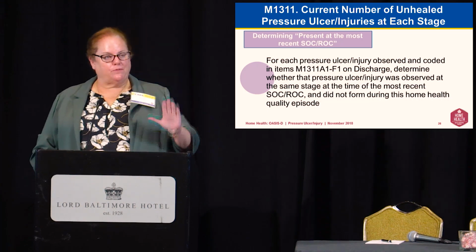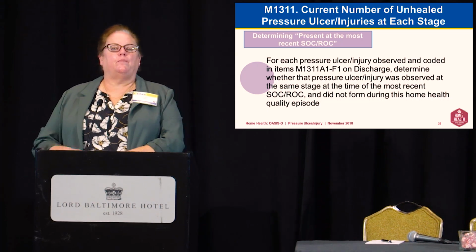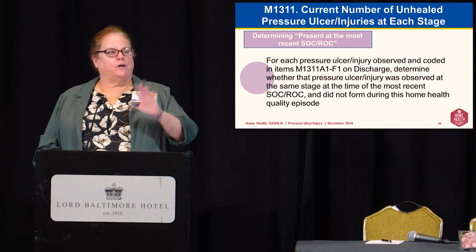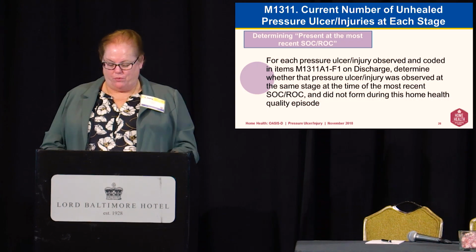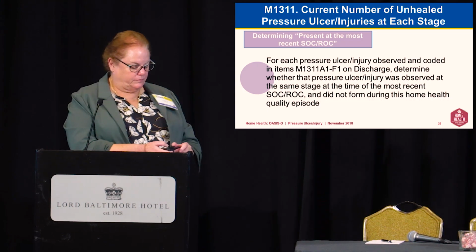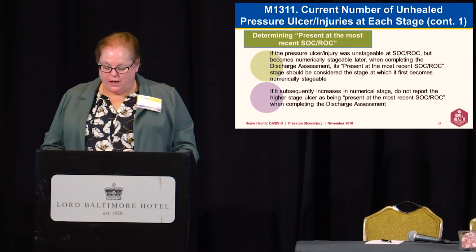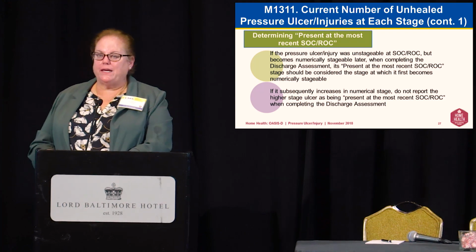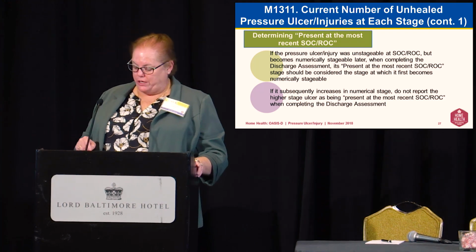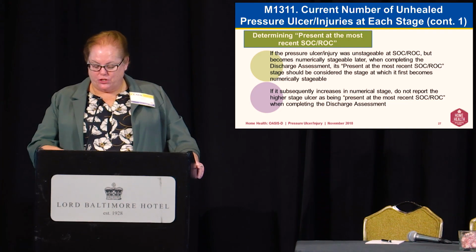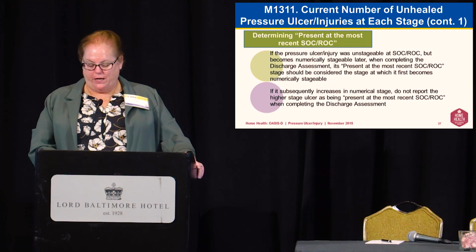So we have the snapshot at start of care, resumption of care, and then we have what they have at discharge. Even though they might have developed it along the way, it wasn't present upon, basically present upon admission or when you did the assessment. Let's see, okay. If the pressure ulcer injury was unstageable at the start of care or the resumption of care, but became numerically stageable later, when completing the discharge assessment, it's present at the most recent start of care or resumption of care stage should be considered the stage in which it first became numerically stageable.